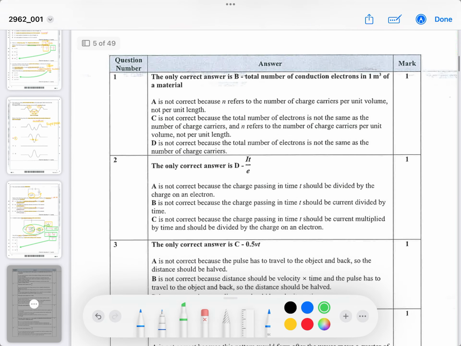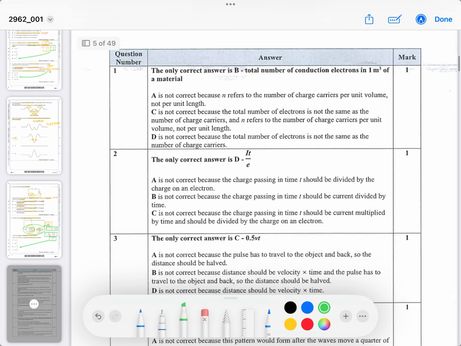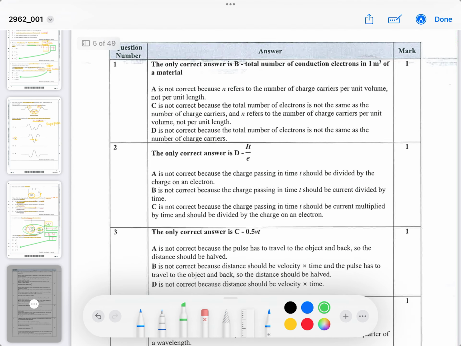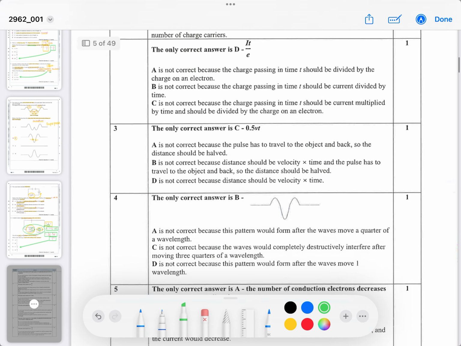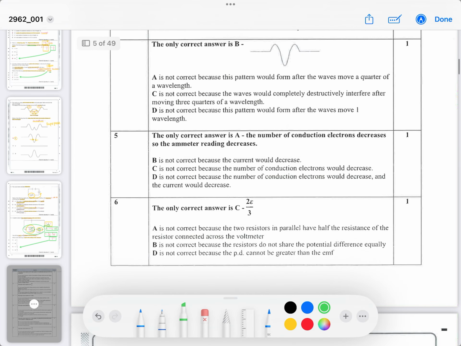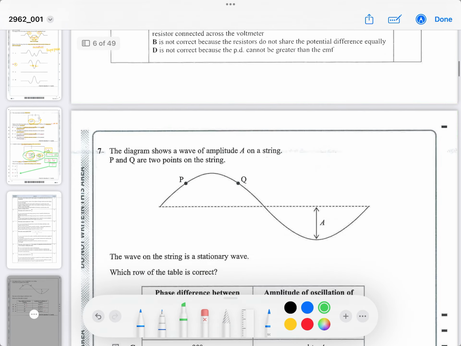Question 6 done. Here's what they give you in terms of the mark scheme. I'll let you have a quick look at it while I have a sip of my tea. Okay. And then question 7.